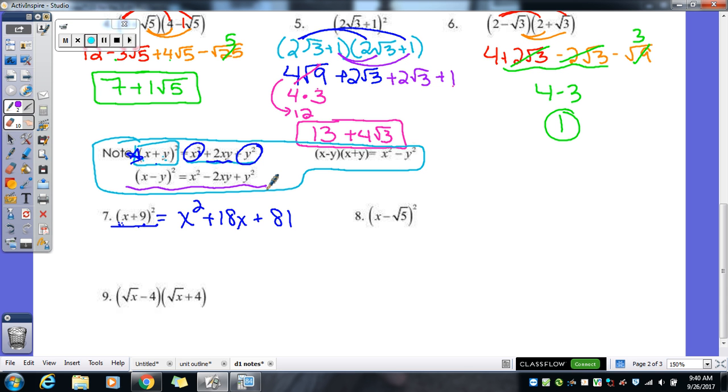So again, first term squared, so my first term is x. So I'm going to square that, so x squared. Your middle term, this time because it was negative here, is going to be negative 2 times the two of them multiplied together. So x times negative square root of 5 is negative square root of 5x, or you could put the x out in front. And then we would have to do it times 2. So it's the 2 times the first term times the second term, multiplying those two together.